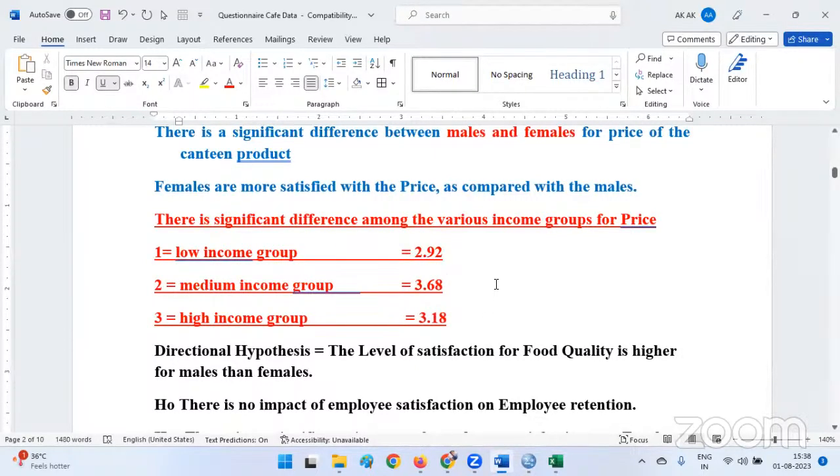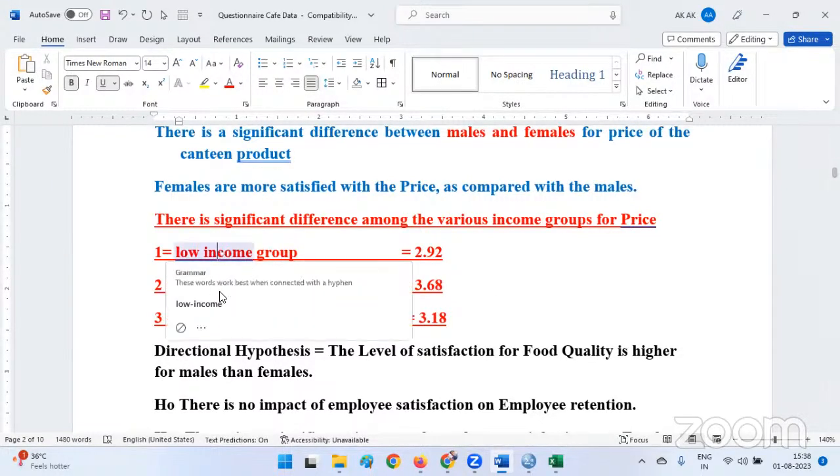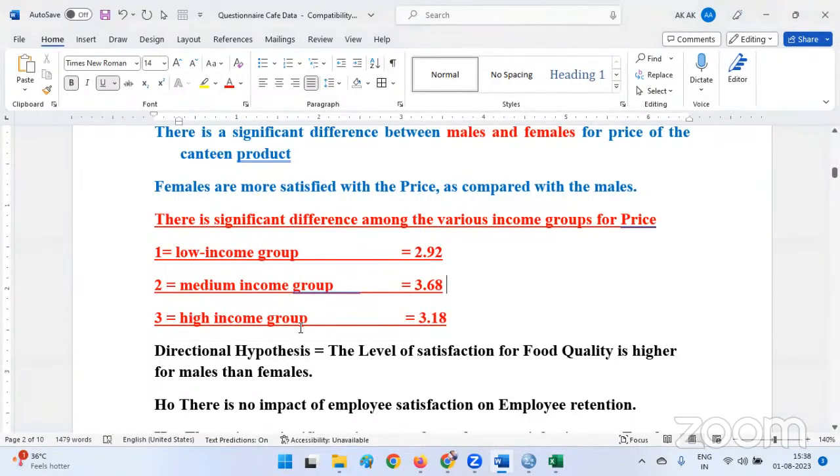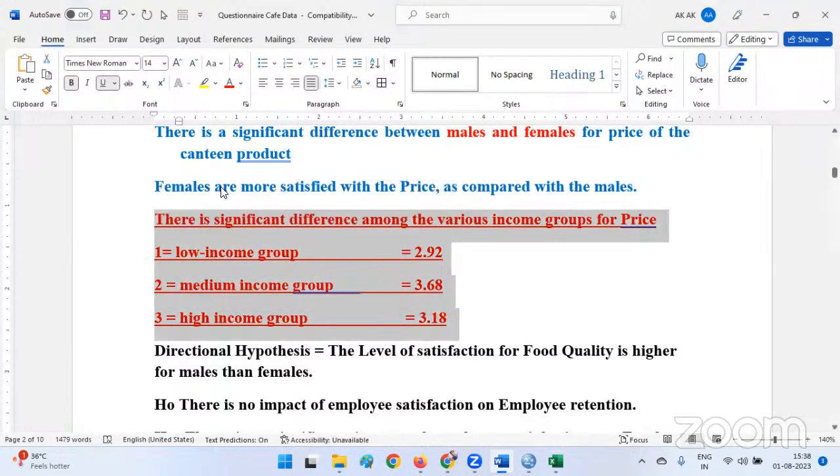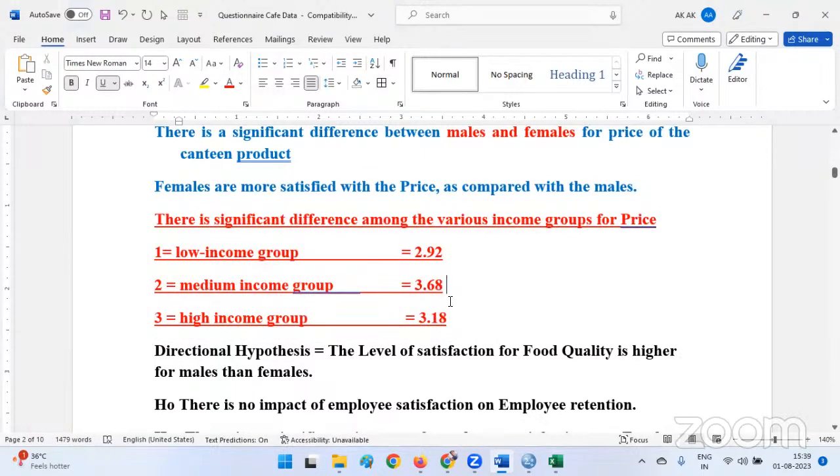but the low income group is less satisfied. High income group is also less satisfied with the price. I don't know why, but they are. Now we have to find out the difference, okay? Whether this difference is significant or not.